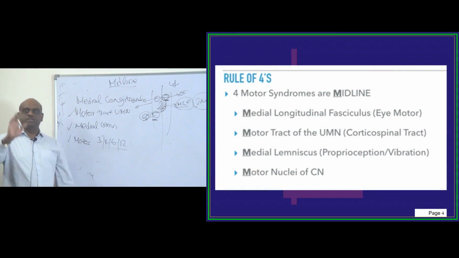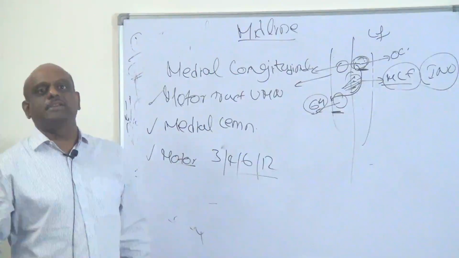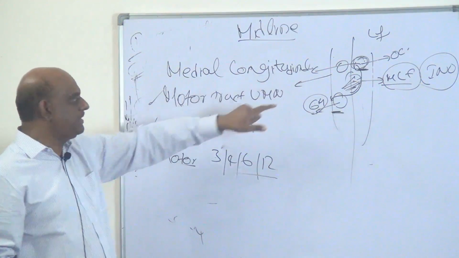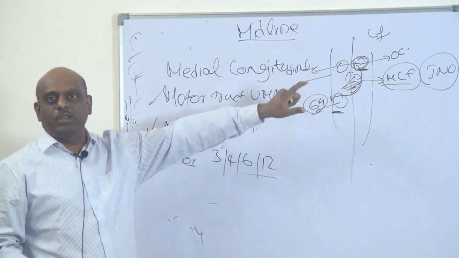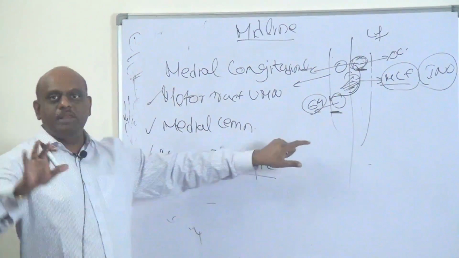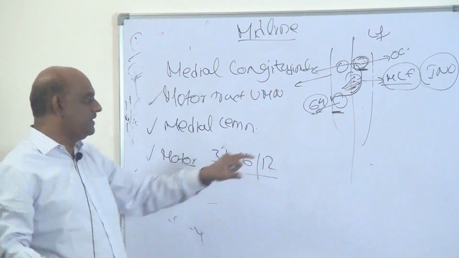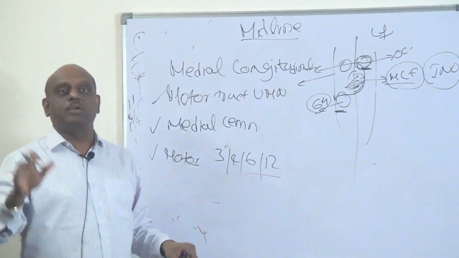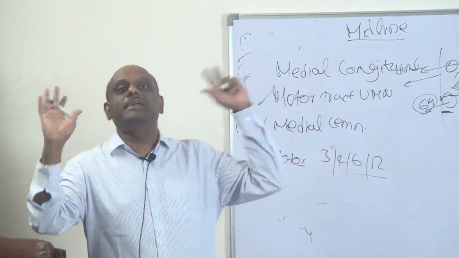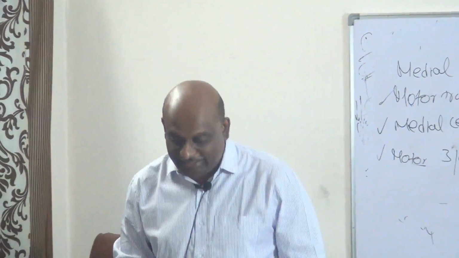So, the 4 M's, which are typically midline lesions. Medial longitudinal fasciculus gets affected in midline lesions. Motor tract, upper motor neuron, gets affected in midline lesions. Medial lemniscus gets affected in midline lesions. And the motor nuclei, 3rd, 4th, 6th, 12th, get affected in midline lesions. That is what you have to remember.